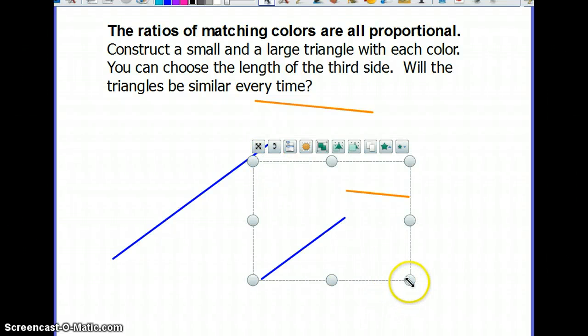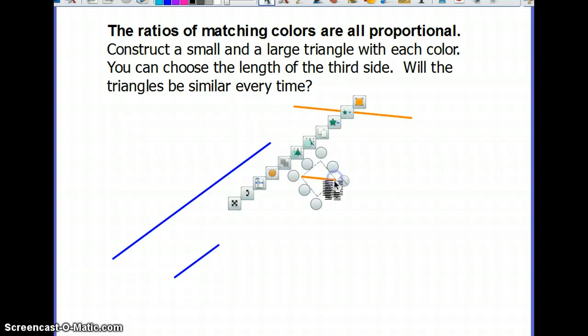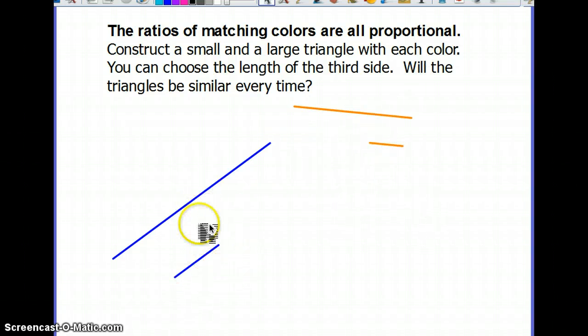Okay, let's make it a little more interesting this time. And why don't you go ahead and predict what you think the ratio is of the big to small sides that match colors. What do you think? About how many times bigger do you think this is compared to this? You're probably thinking maybe 3 or 4, somewhere between there.